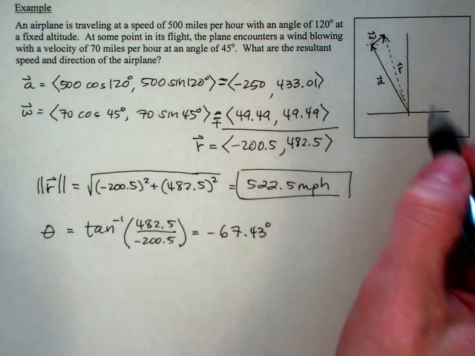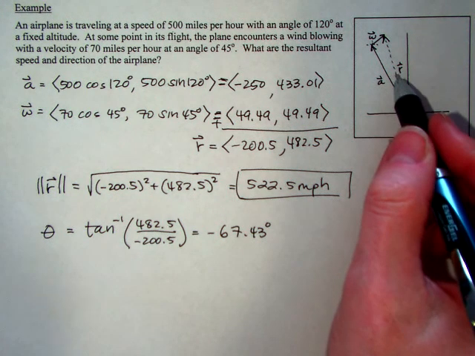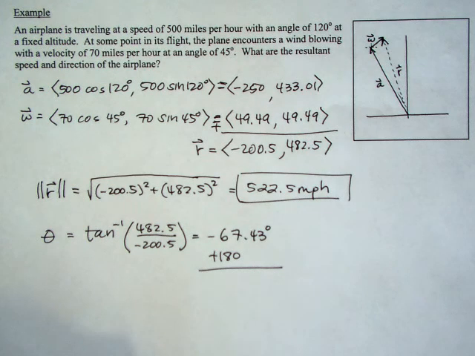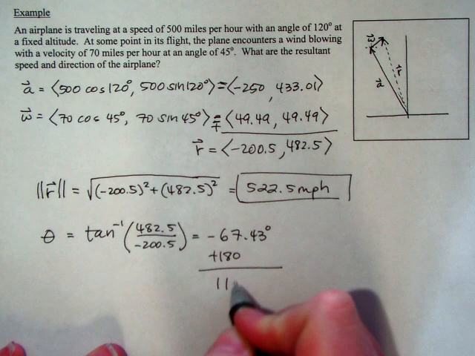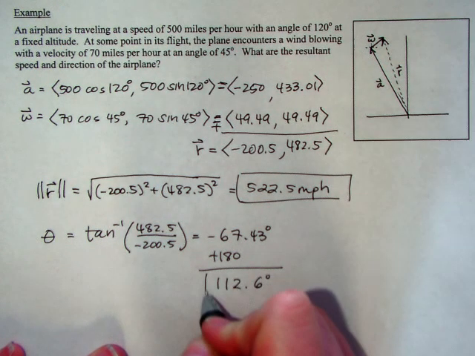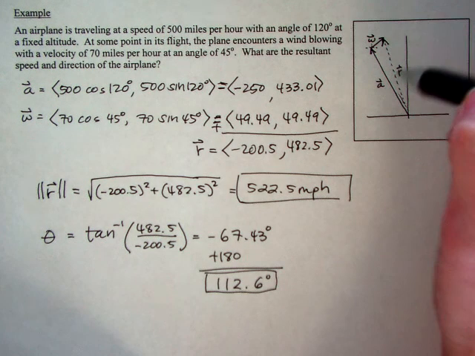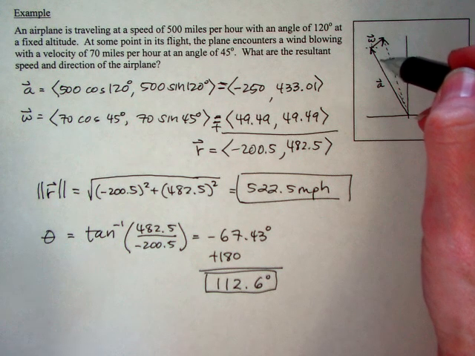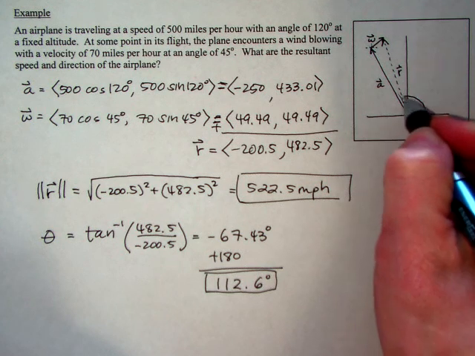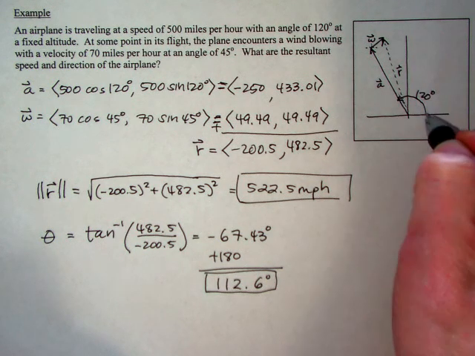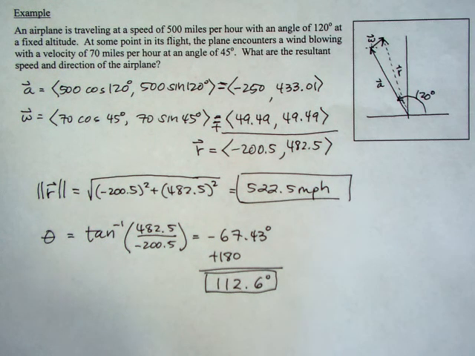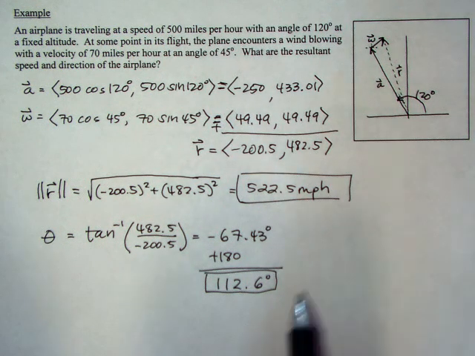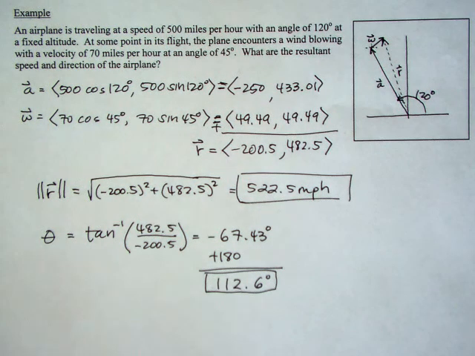So in order to move from a 4 to a 2, we just need to add 180 to that. So when I take that angle and add 180, I end up at 112.6 degrees, which, based on my picture, makes sense too, because I got pushed to the right. So I should definitely be less than 120, which is what we were at. And now we're at 112, which makes sense because it's just a little bit less. So my resulting speed, 522, and my resulting direction of the plane, 112.6 degrees.